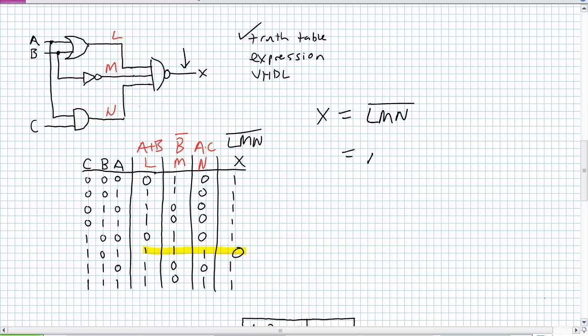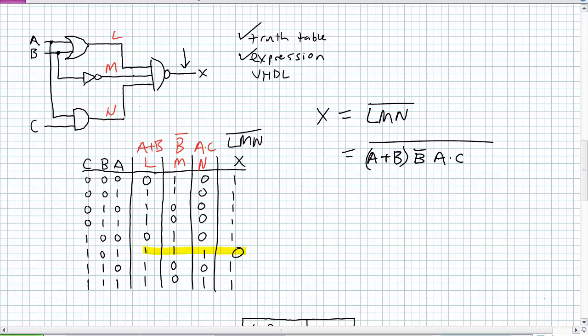What's L? L is A or B. What's M? It's not B. What's N? It's A and C. The whole thing negated. It looks ugly. There are ways of simplifying this, which we haven't discussed thus far. We will in a next lecture, but that should be the written expression for it. Okay, we'll make it pretty next unit.